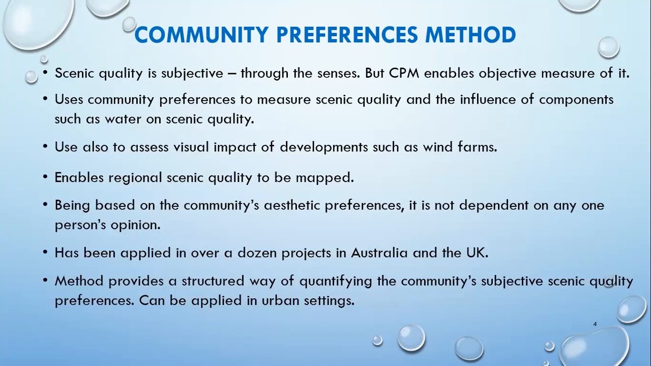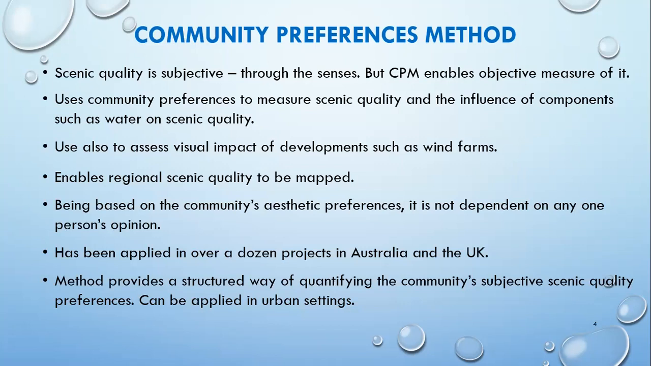Scenic quality is a subjective characteristic. We gain it through the senses, similarly to sound and smell and so forth. But the community preferences method enables an objective measure of it. So although it's subjective, you can objectively measure it.